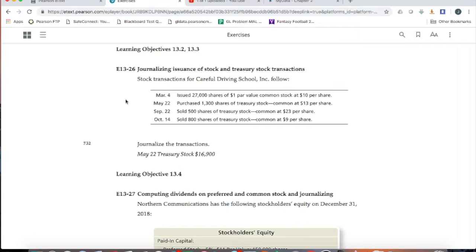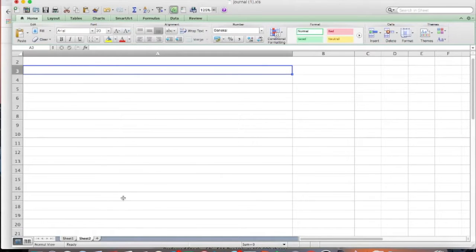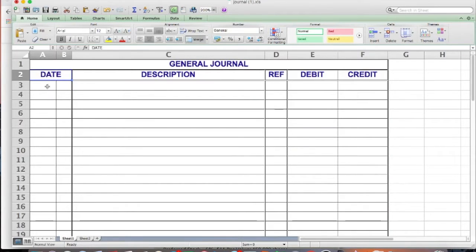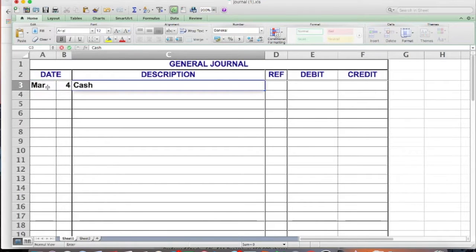This one says that we have some stock transactions for Driving School Inc. that follow. It gives me a couple of transactions here. On March 4th, it says we issued 27,000 shares of $1 par value common stock for $10 per share. All right, so this is just a regular stock transaction here on March 4th. All right, so I got my journal here. I'm going to record on March 4th. Here we go. So March 4th, I know I'm going to debit cash if we issued that common stock. I'm going to credit common stock.